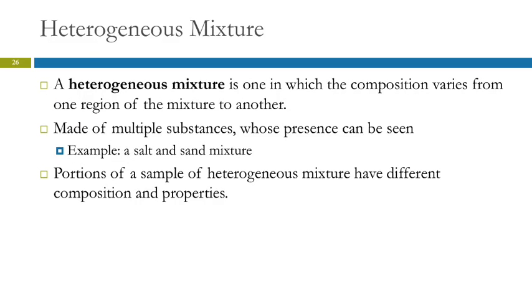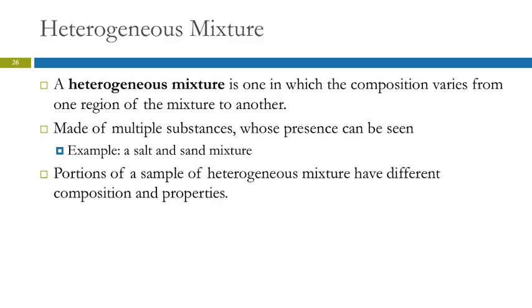Heterogeneous mixture, we've got multiple substances and their presence can be seen. So if we mix salt and sand together, I think we can all imagine that. If you took some salt from the salt shaker and some sand from a sandbox and you mixed them together, you can still see the salt crystals and the little sand particles, right? You can mix them and shake them up and you can still see the individual pieces. That's a heterogeneous mixture.